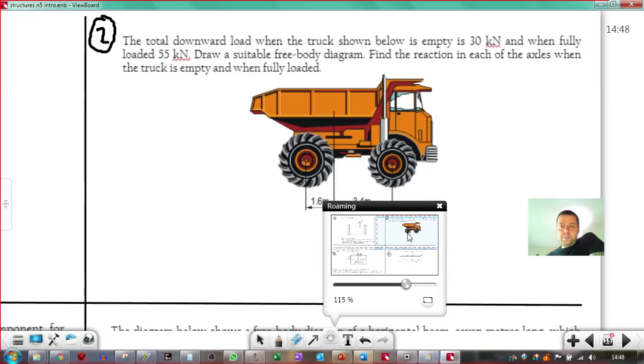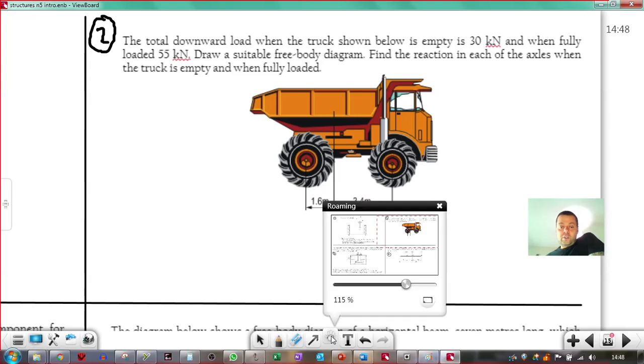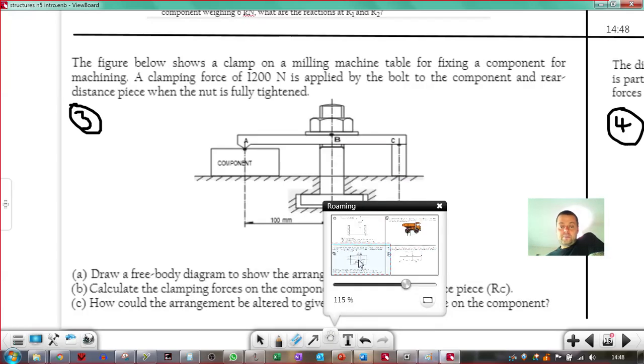Question 2 is this one. So question 2, again, you've got this big dump truck, and there's 2 questions in here. You have to do a question when the dump truck is empty, and then a question when the dump truck is full. You can just represent the dump truck as the connection between the 2 axles. Remember, you're just looking for a flat line with 2 reactions in there.